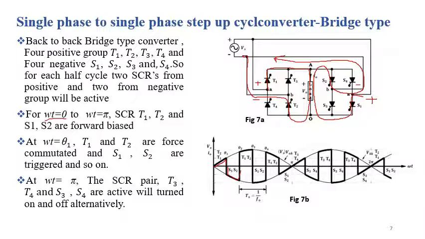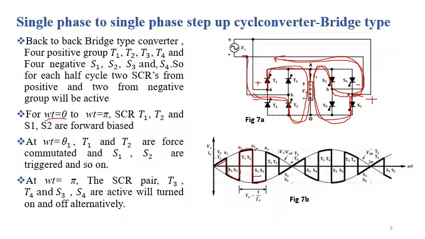And at omega t equal to theta 2, we are again triggering the SCRs T1 and T2, and we are force commutating the SCRs S1 and S2, and we are getting this output voltage. And again, the load current will follow this path. And again, at omega t equal to theta 3, the SCRs S1 and S2 are triggered, and we are getting output voltage like this, and the load current will be again like this, and so on up to omega t equal to pi.